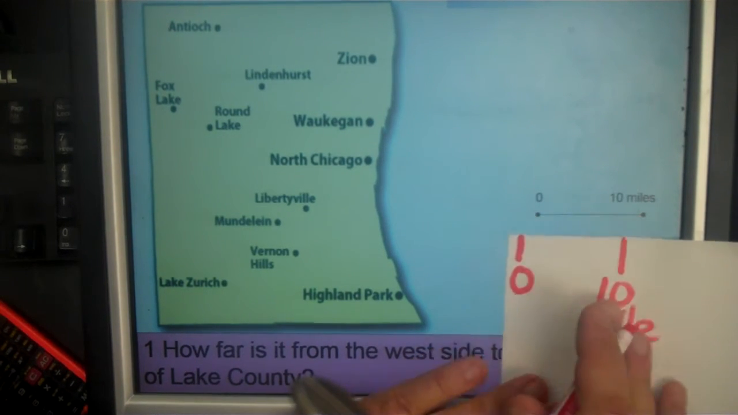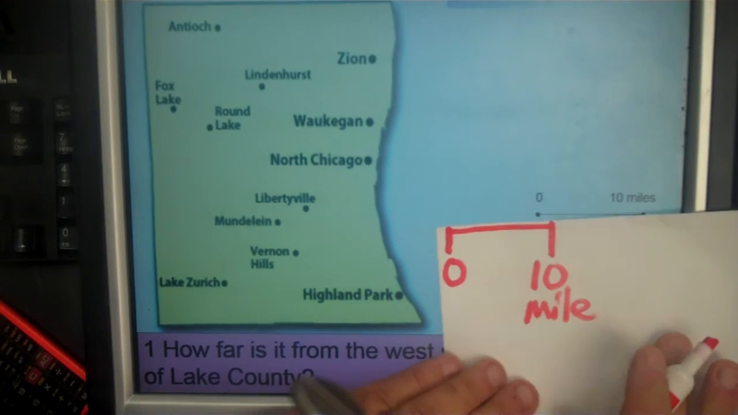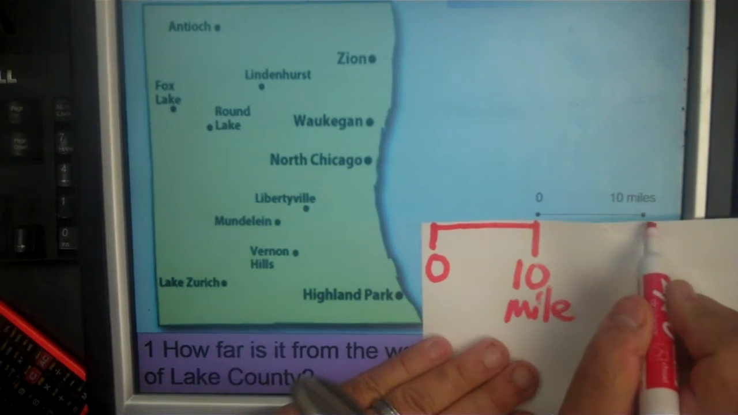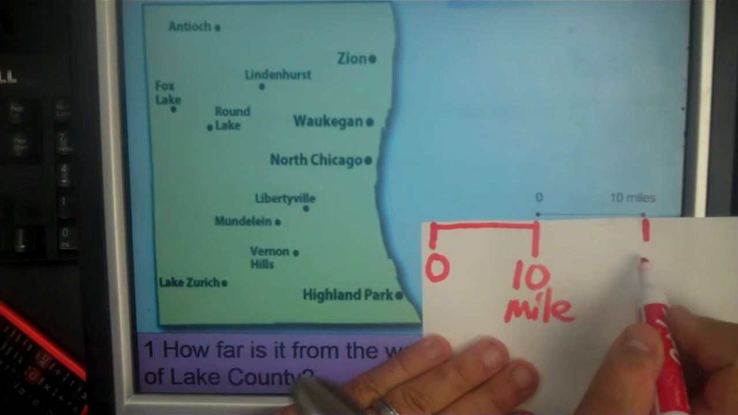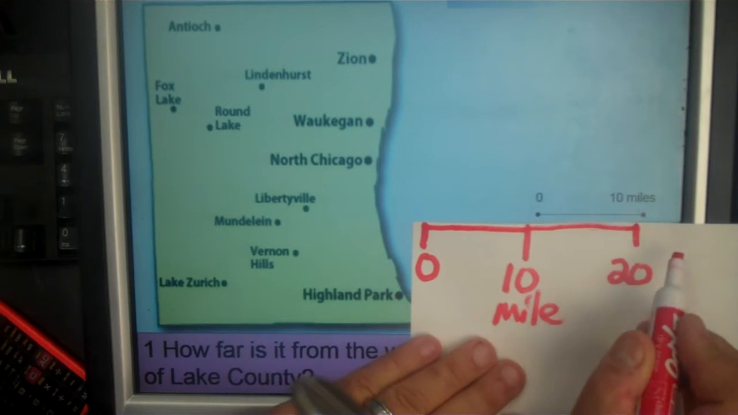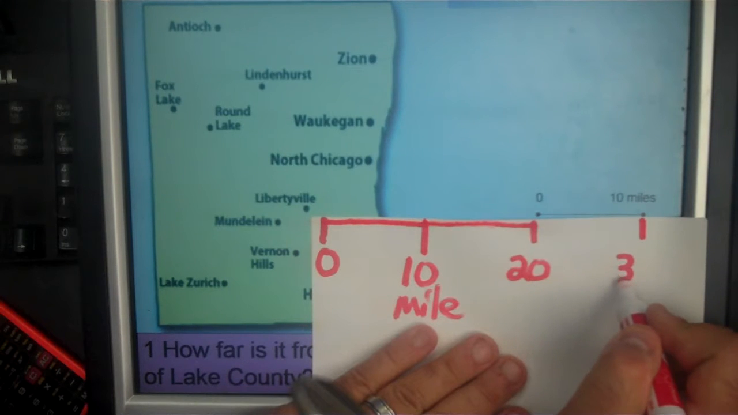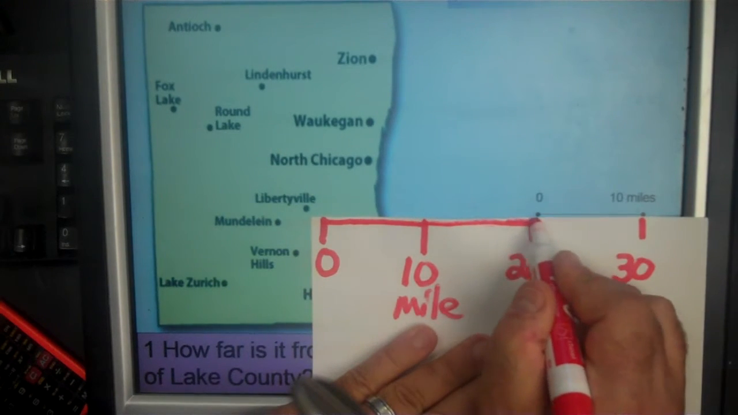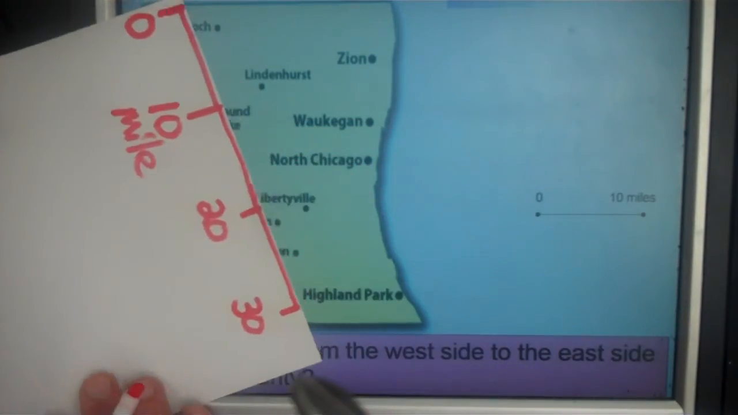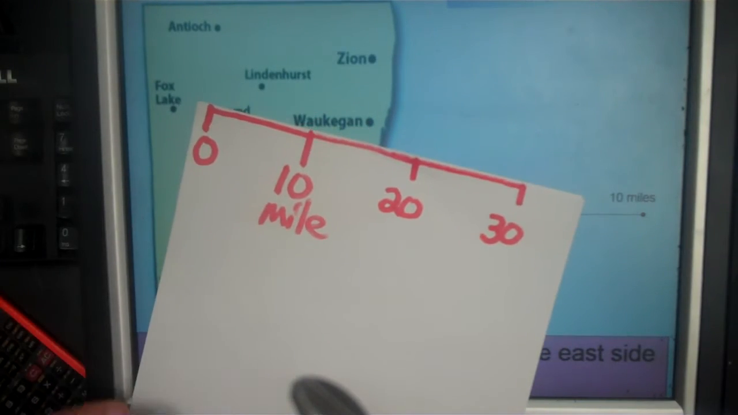And I'm going to make this scale on my paper longer than just 10 miles. I'm going to put my 10 mile next to the 0 again, and I'm going to mark down where the 20-mile mark would be. And then do it again and mark it as 30. So now I have a ruler that will measure just about anything on this whole map here. It's big enough to go across.